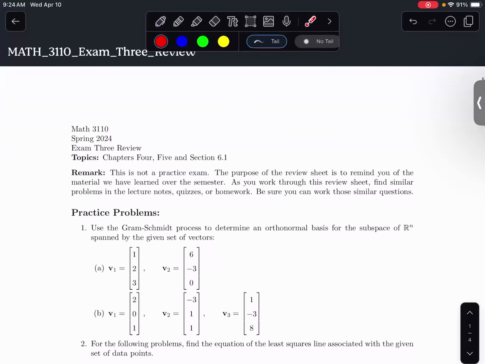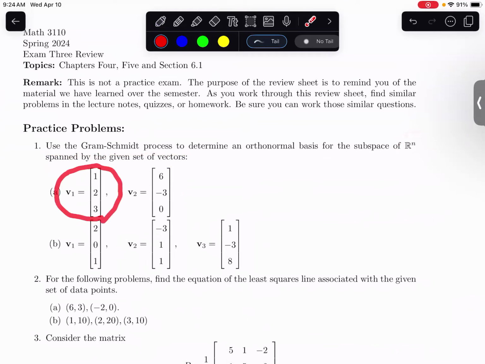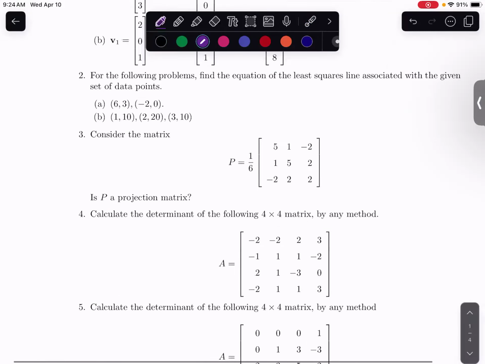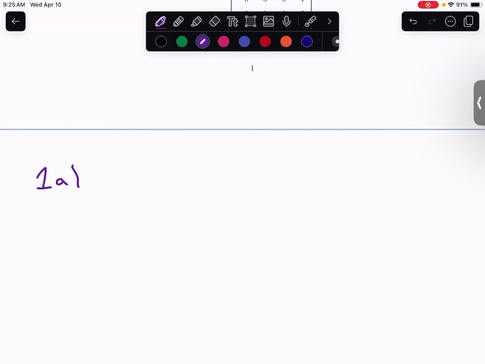For problem 1A, it wants you to use the Gram-Schmidt process to determine an orthonormal basis for the subspace of Rn spanned by the given set of vectors. I'll just go through part A, then part B is pretty similar, except you have to do it one more time. For part A, we have V1 equal to (1, 2, 3) and V2 equal to (6, -3, 0).